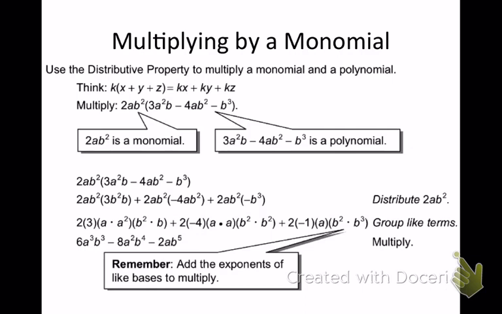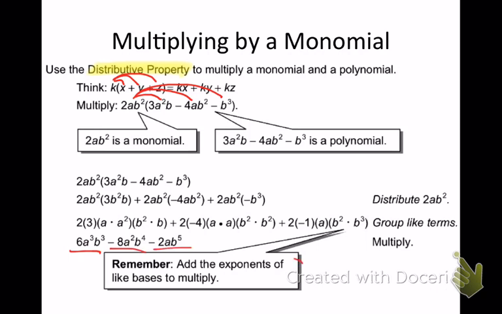In order to multiply by a monomial, we're basically going to use the distributive property to multiply a monomial and a polynomial. So I'm going to distribute. So k times x, k times y, k times z. Or, when I have it here, I'm going to take 2ab squared times 3a squared b times 4ab squared and then times b cubed. So again, I'm distributing it throughout. And then when I distribute it throughout, I combine like terms and simplify it there.